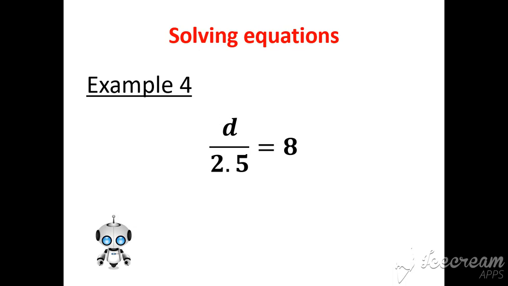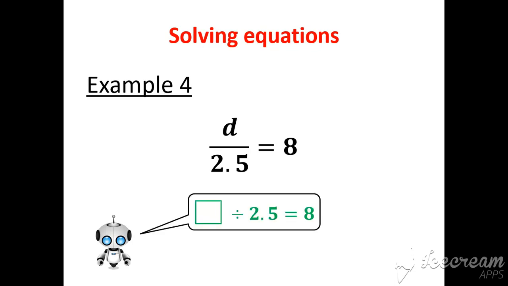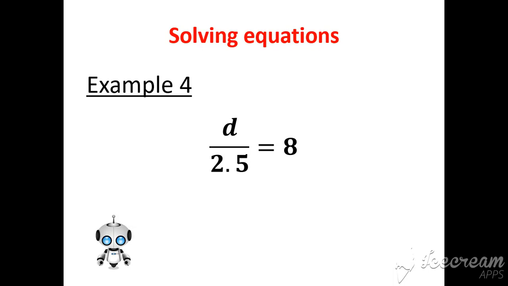Right, our final example in this video is example 4. The number d divided by 2.5 is equal to 8. Now, for those who just want to guess and check, because that's all they do, you're going to have a little bit of difficulty here. So I'm going to show you the correct technique. Something divided by 2.5 has to equal 8. So let's put the line down the middle once again. Whatever we do to one side, we do to the other.